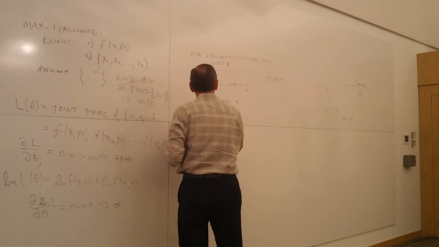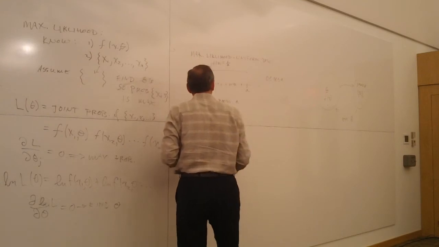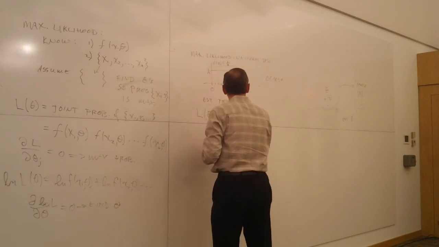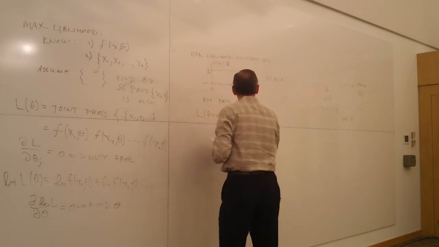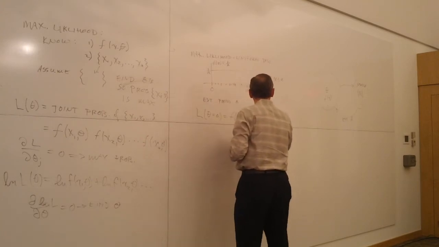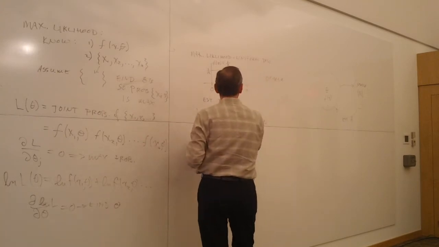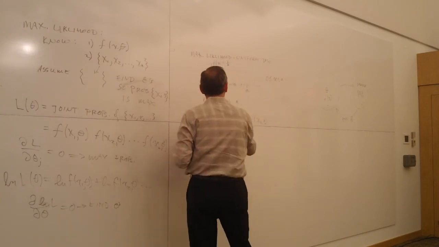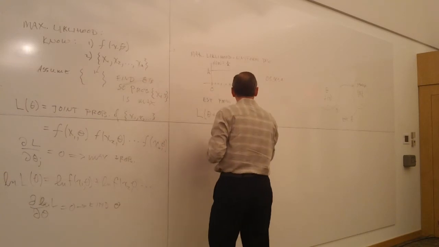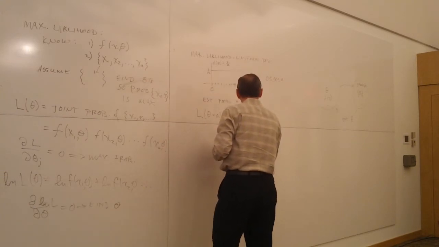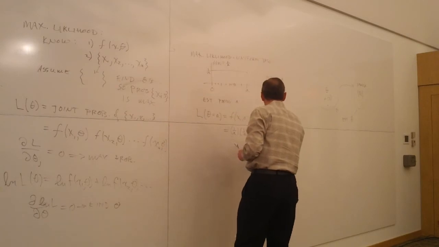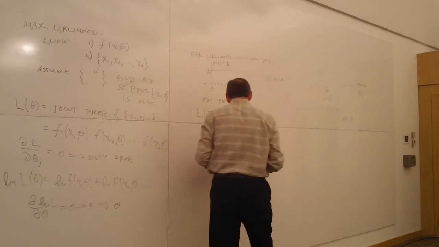Our likelihood, and theta is equal to a in this case. So this is the probability of x1 and a, probability of x2 and a, and so on. Well, this probability is 1 over a, and this probability is 1 over a. I'm going to have n of those, so this is just 1 over a to the nth power.